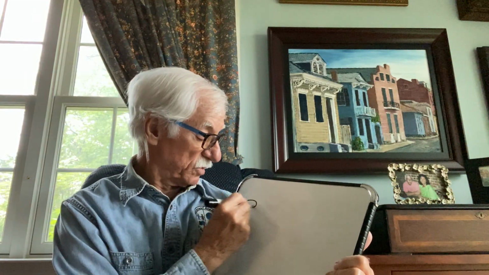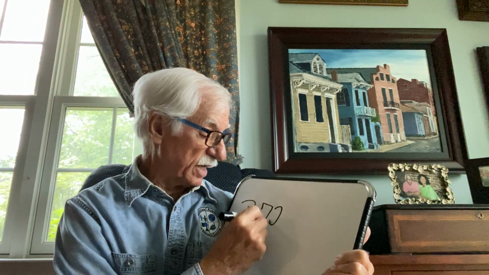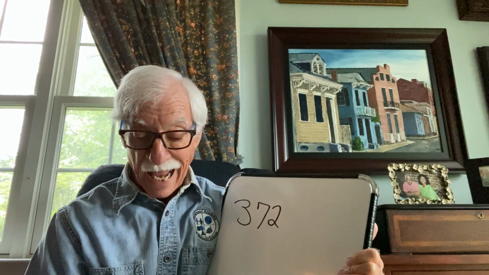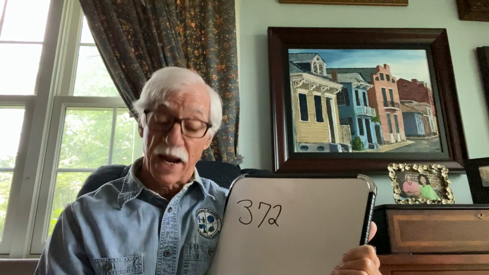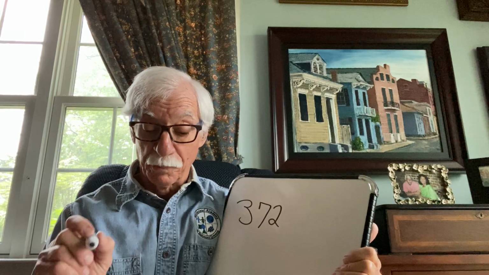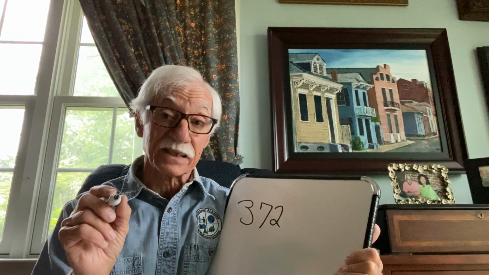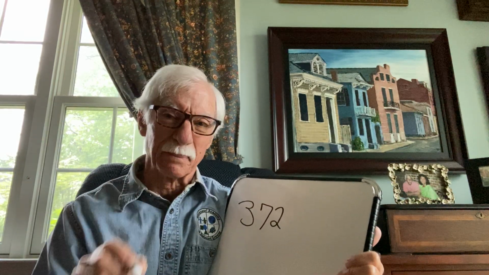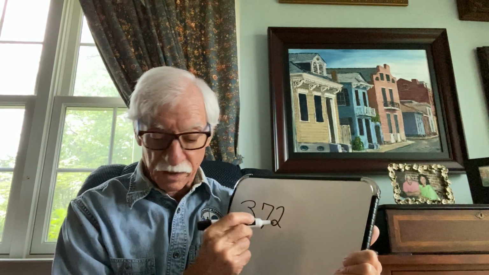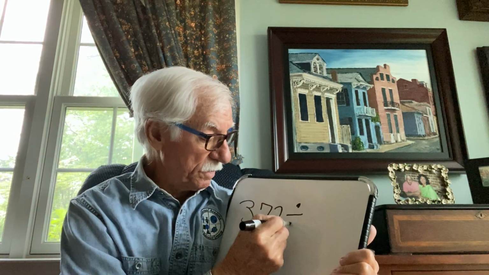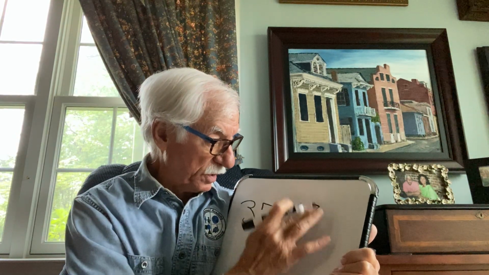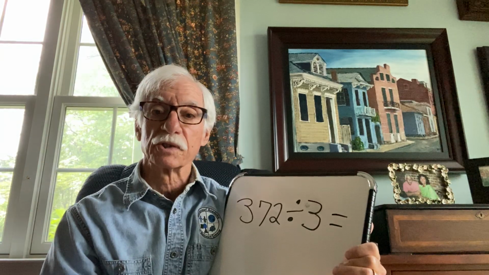There are 372 books in the room. 372. That's my dividend, isn't it? And we have 3 boxes to pack them in. And we want to put the same number of books in each box. Remember, it's got to be fair, all right? So we're going to divide it by 3. We're going to put 372 books into 3 boxes, and we want to know the quotient.